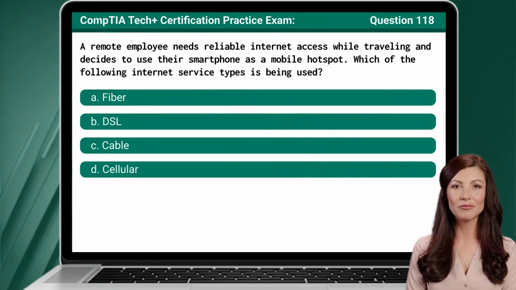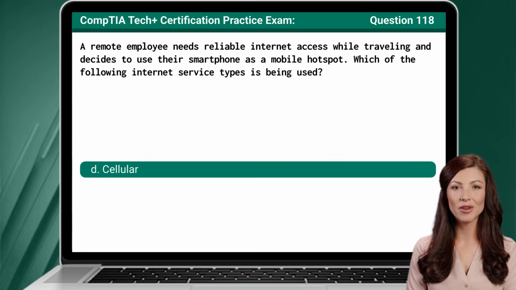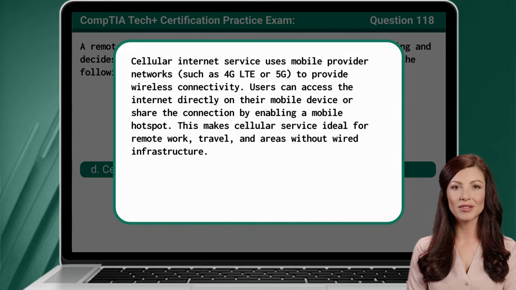Question 118. A remote employee needs reliable internet access while traveling and decides to use their smartphone as a mobile hotspot. Which of the following internet service types is being used? The answer is D. Cellular. Cellular internet service uses mobile provider networks to provide wireless connectivity. Users can access the internet directly on their mobile device or share the connection by enabling a mobile hotspot. This makes cellular service ideal for remote work, travel, and areas without wired infrastructure.